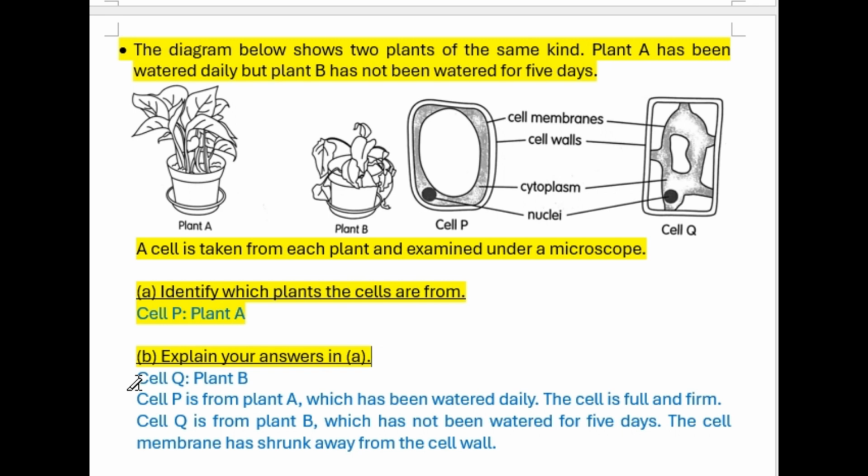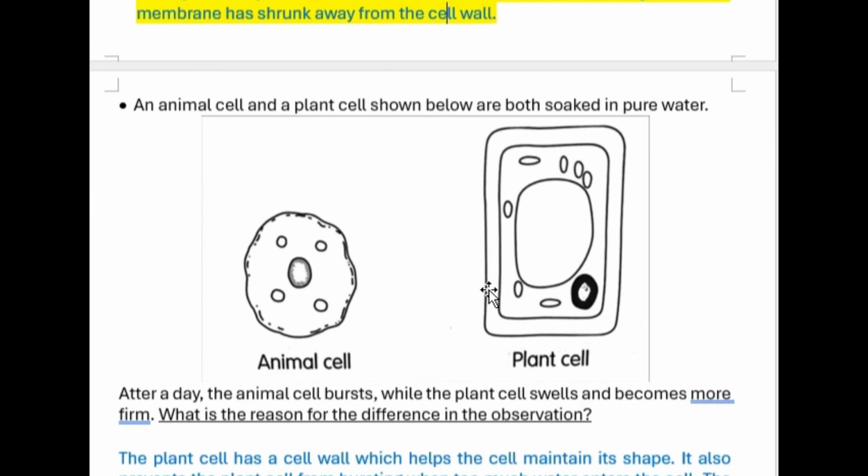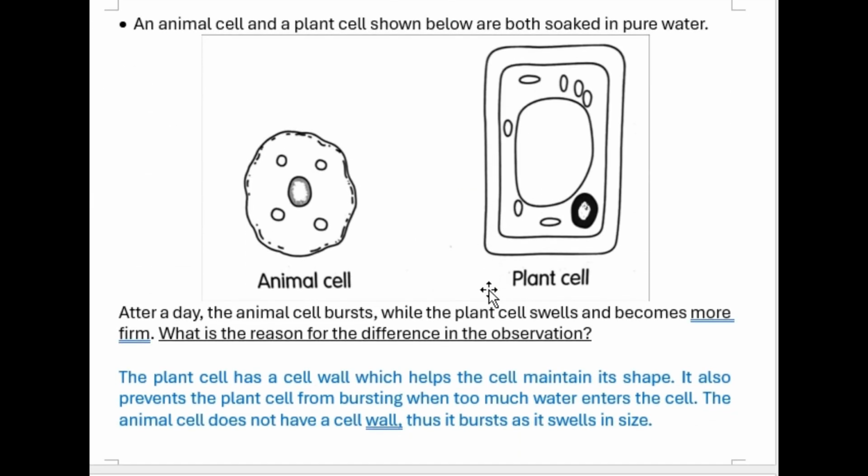B. Explain your answers in A. Cell P is from plant A, which has been watered daily. The cell is full and firm. Cell Q is from plant B, which has not been watered for 5 days. The cell membrane has shrunk away from the cell wall. An animal cell and a plant cell, shown below, are both soaked in pure water.